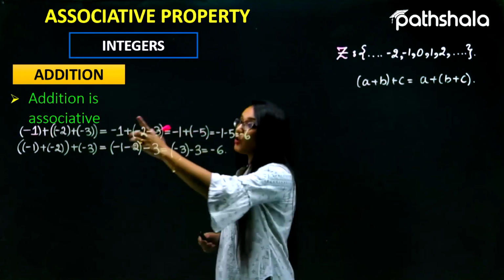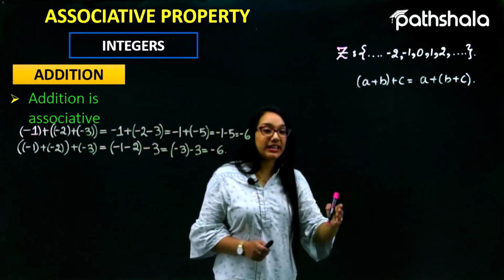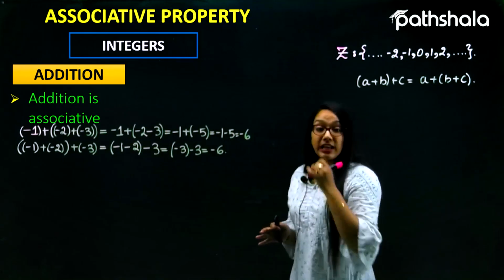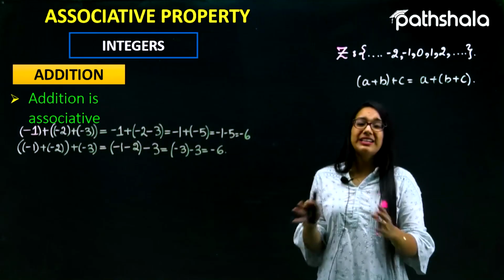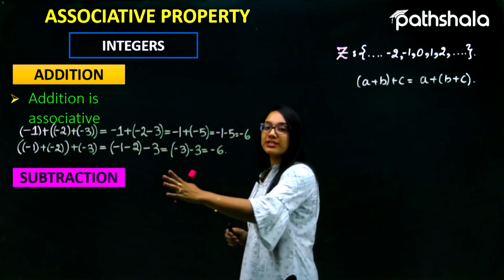So the result of this is that addition is associative for any three integers, like this particular example where I have taken the three integers as -1, -2, -3. You can take any integers of your choice. Let's just move on further towards subtraction.